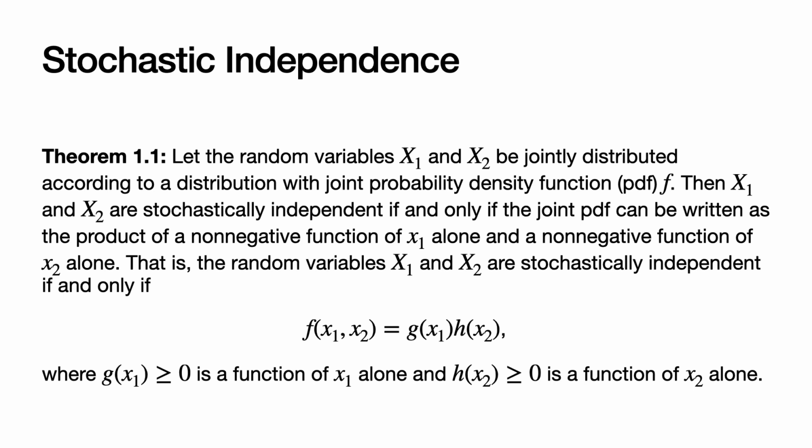easier to do. So if we can factor the joint PDF into two components, g of x1 and h of x2, where g is a function of x1 alone and h is a function of x2 alone, and g and h are both non-negative, then we can conclude that the two random variables x1 and x2 are stochastically independent. So factoring like this is much, much easier than having to go through the calculations to find the marginal PDFs from the joint PDF and then multiplying those two marginal PDFs and checking to see if that's equal to the joint PDF for all values of x1 and x2.